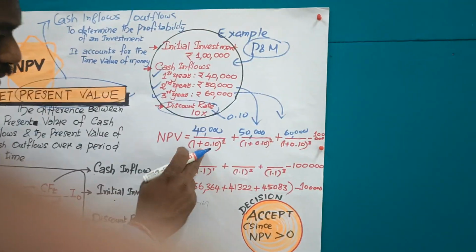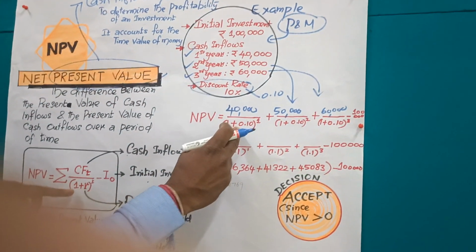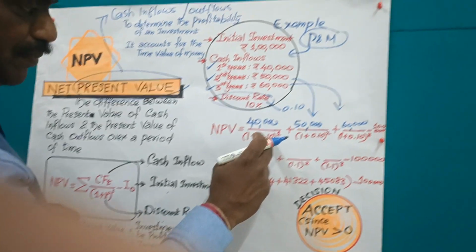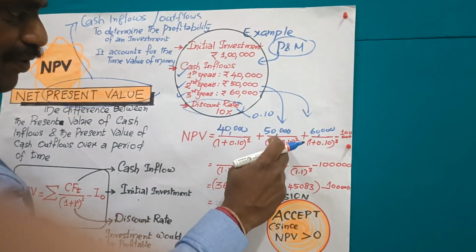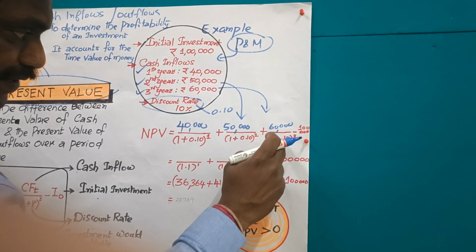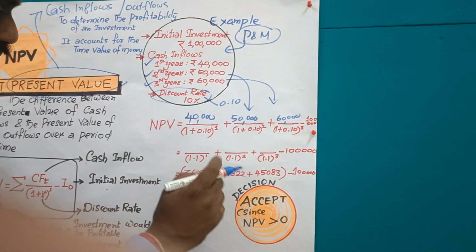So here it is 40,000 divided by 1 plus R to the power T. Here R is given as 10%, so 0.10, plus 50,000 divided by 1 plus 0.10 to the power 2 for the second year, plus 60,000 divided by 1 plus 0.10 to the power 3. Minus 1 lakh rupees of initial investment.